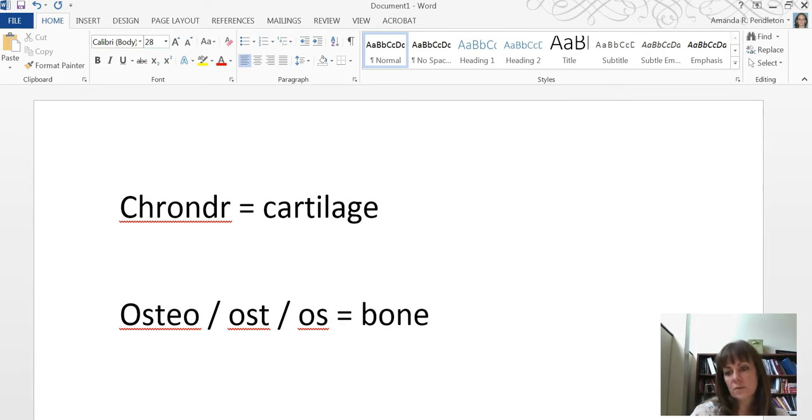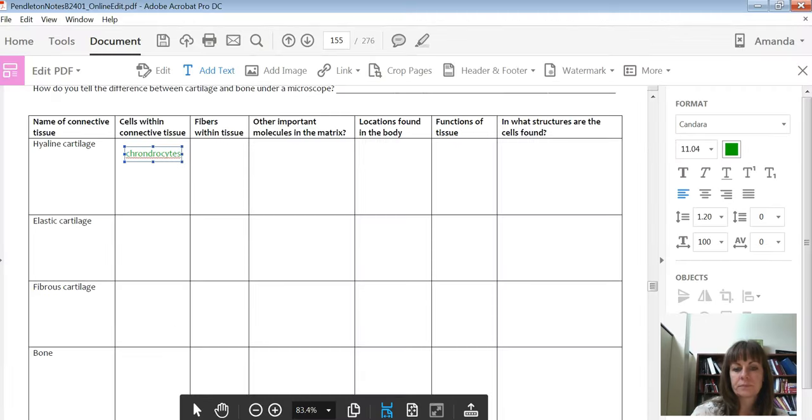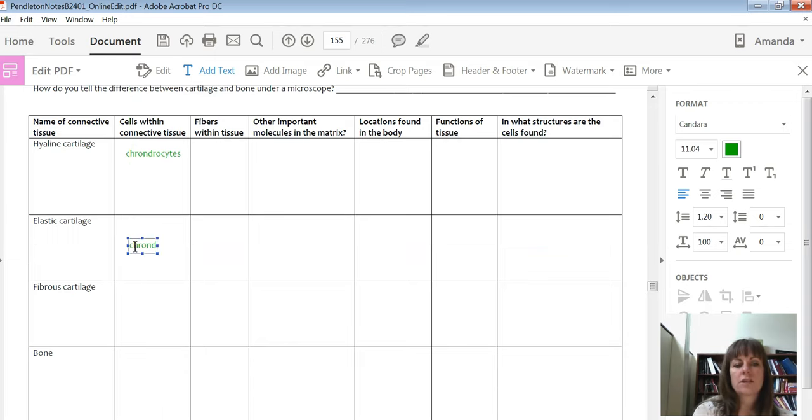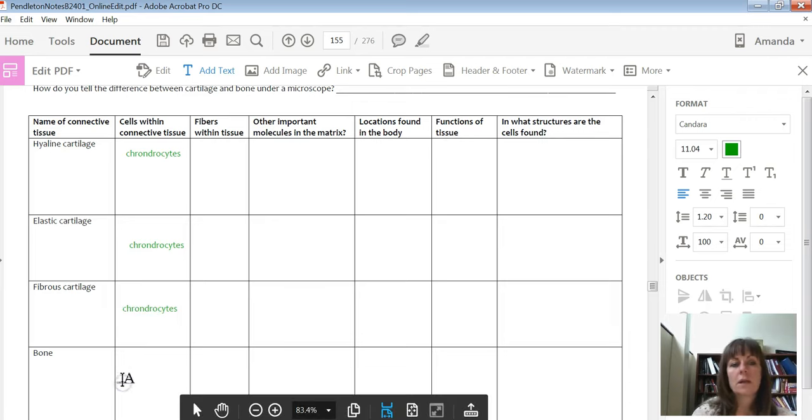A lot of these words may be similar. Just remember, if you're talking about cartilage, you're going to have this chondra, and bone is going to have these sorts of prefixes. So if we go back here, the main cells within the connective tissue for all cartilage is going to be chondrocytes, whereas with bone, the main cell within the tissue is going to be osteocytes.